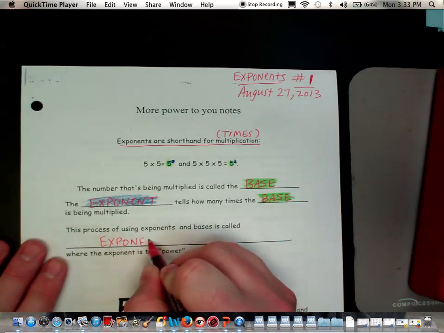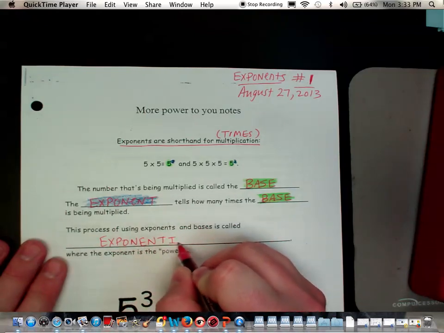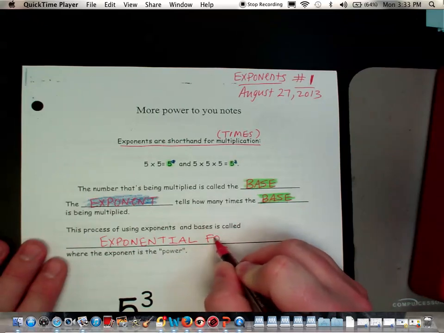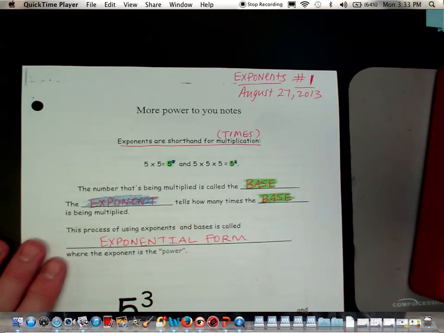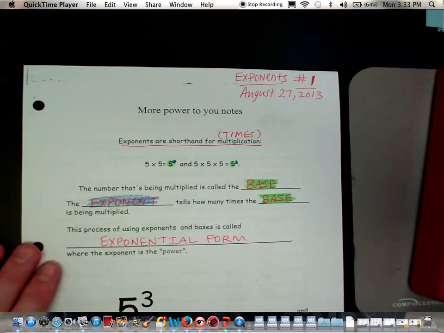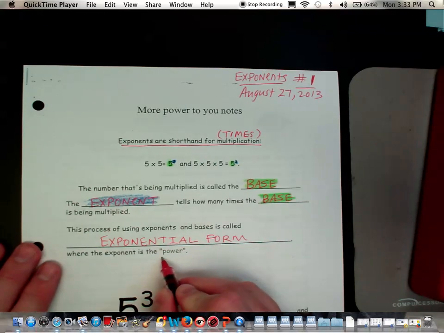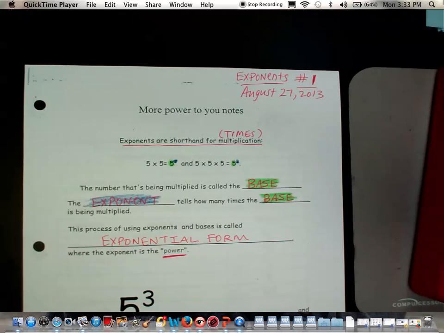It's a big, long word, which we will probably be calling this for a while. So exponential form, where the exponent and the base is called the power. Okay? So if I have the whole thing together, I'm going to call it the power. If I have the exponential form, the whole thing is called the power. I raise it to a power. I've got a power. 5 raised to the third power. I've got everything that I've got. So I've got my power there.